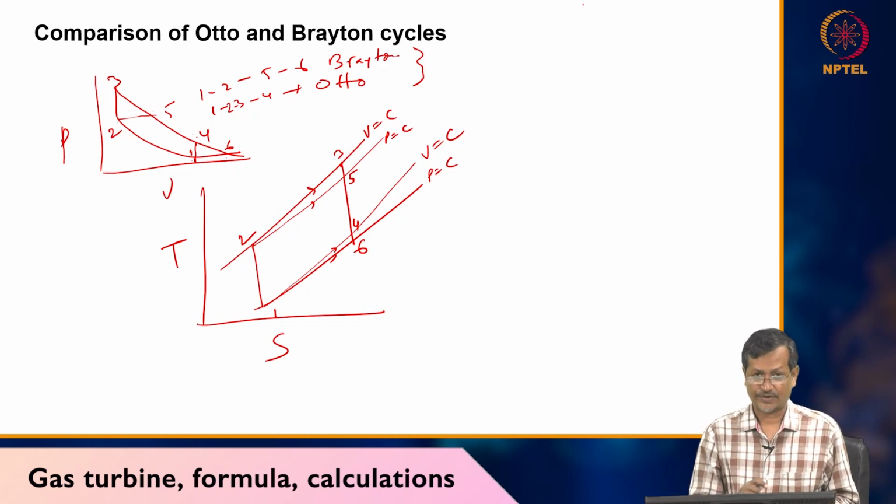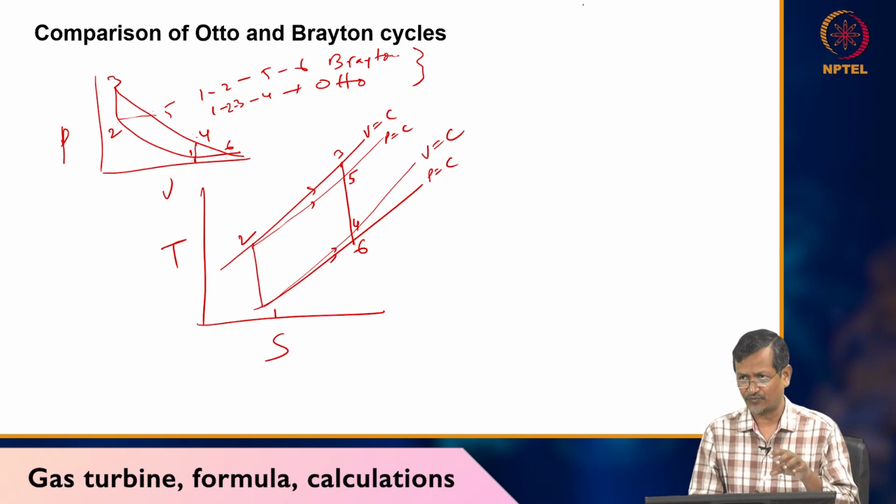So Brayton cycle for a reciprocating engine is not suitable because this engine cannot handle such large volume flow. Okay, but Otto cycle or diesel cycle, it will be handling a very smaller amount of volume flow.